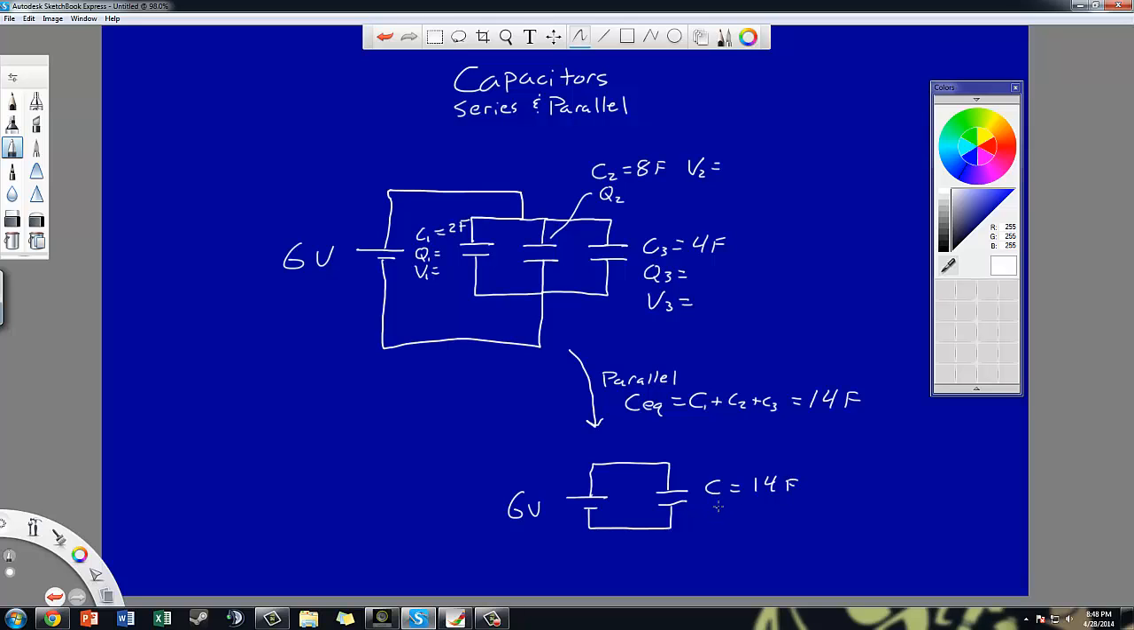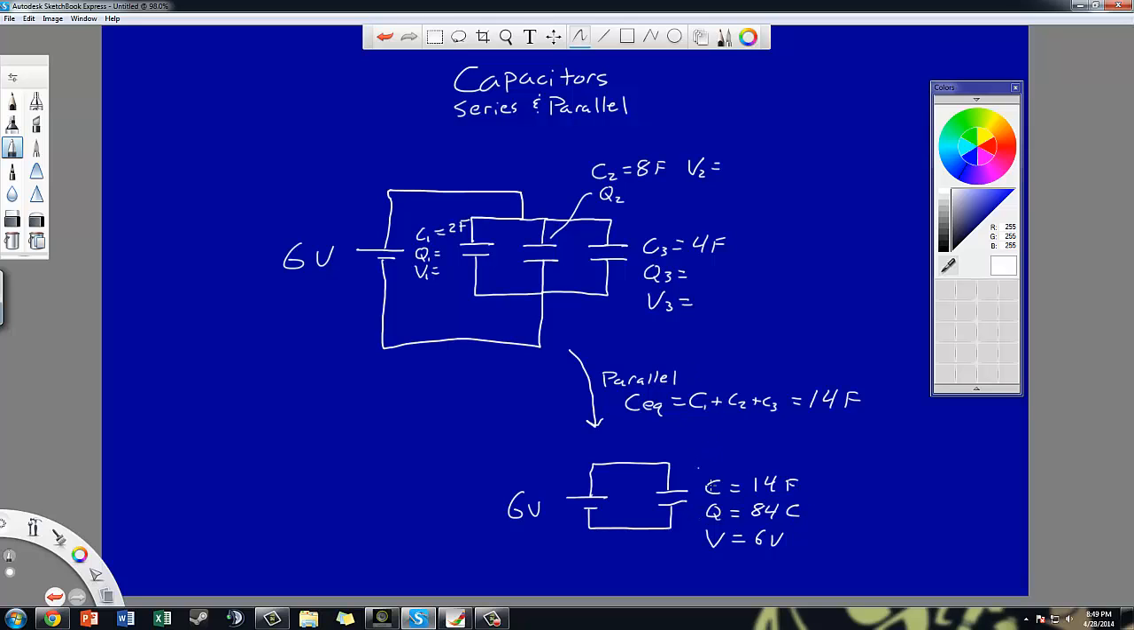Now my voltage is going to be the 6 volts, because again, my voltage here is just the difference across the battery, and when I look at this, the difference across this capacitor is going to be the same thing. It's the same as making the jump across the battery. And so I say that my voltage is 6 volts. So 6 times 14 should give me my charge. So that gives me 60, about 84, if I did my math right there. So 84 coulombs of charge.